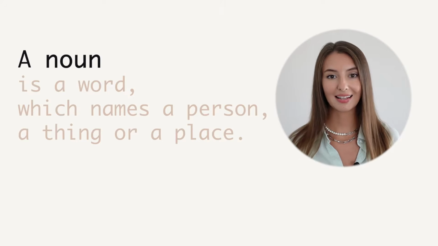In case you forgot, let me remind you what a noun is. A noun is a word which names a person, a thing, or a place. There are no articles in the Russian language. Whether the object is definite or indefinite, you can guess from the context, by word order, or by other means.